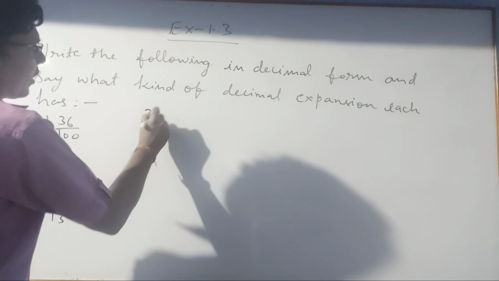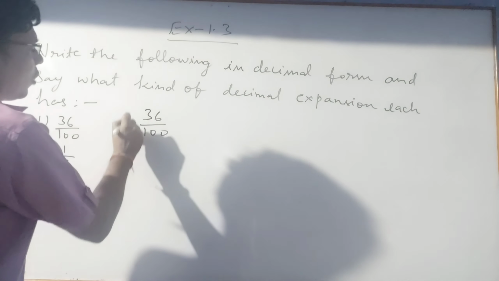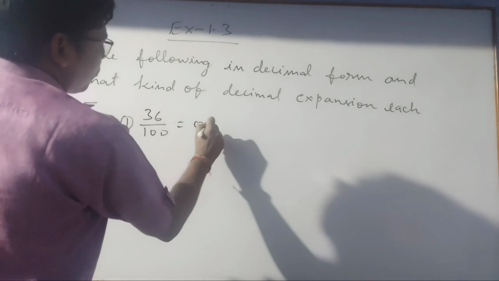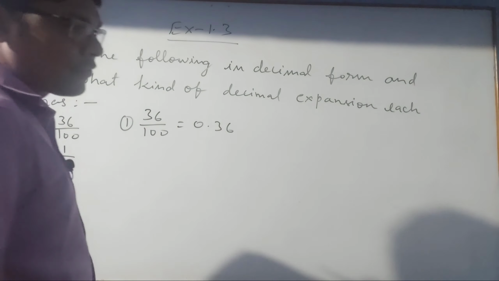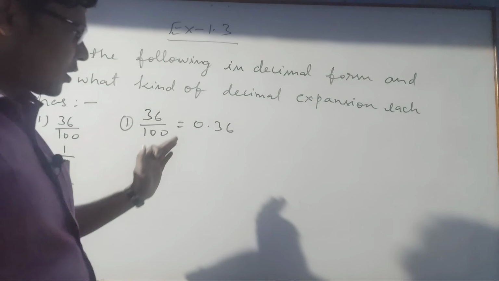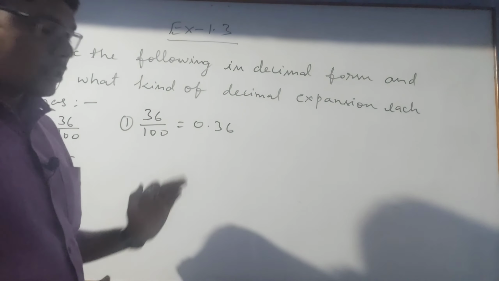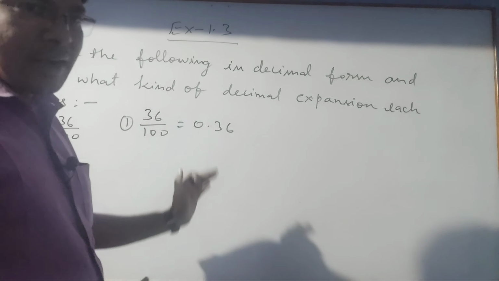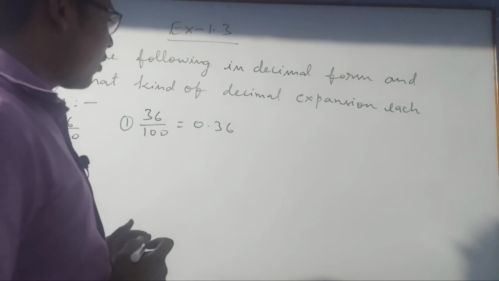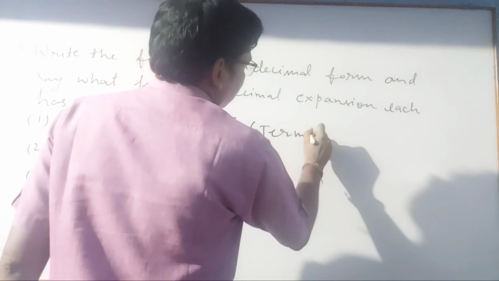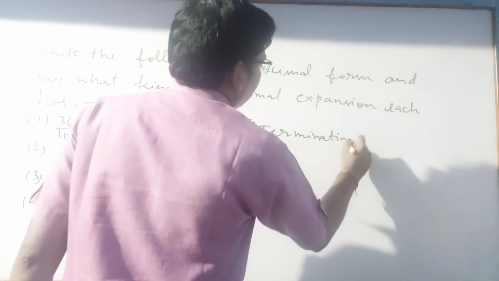Number 1, 36/100, you can write as 0.36. Thereafter it stops after the decimal. There is a finite number of digits after the decimal. That's why we can say this is a terminating decimal.